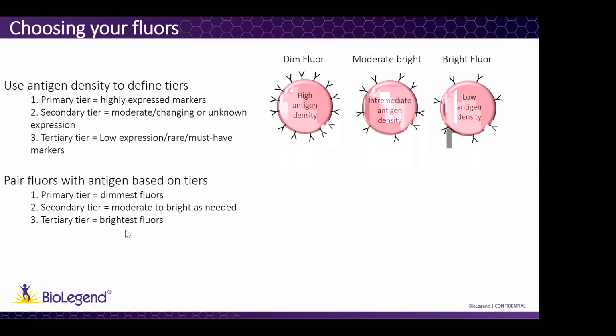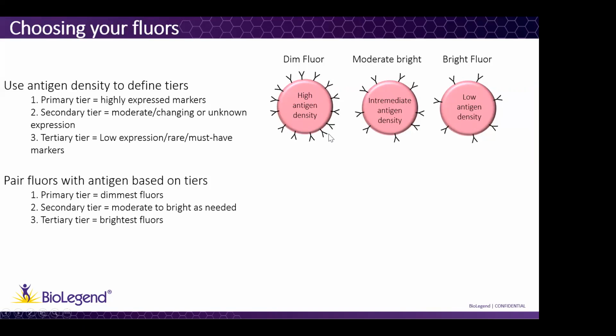And now when you have your gating strategy and you have your targets, you can start to pair fluors with your antigens. And maybe you have heard about tiers. This is a method that many people use when they are doing their multicolor panel design. So basically, you divide your markers into three different subgroups. You have a primary tier, which is usually for highly expressed markers, like for instance CD8, that is strongly expressed. Then you have a secondary tier, which is usually for markers that are moderately expressed, or you are not sure how strongly they are expressed.